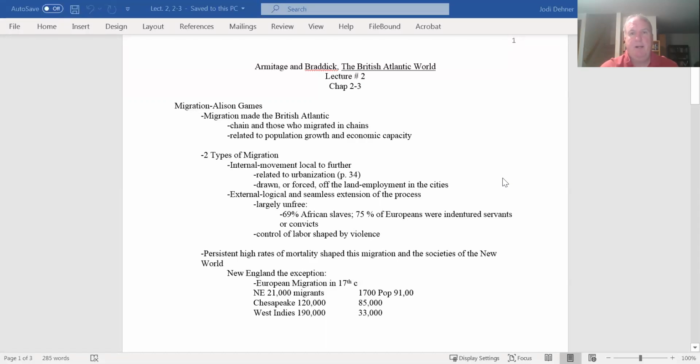The British Empire changed many of its crimes from some sort of capital punishment or awful punishment to what they called transportation. So they shipped people to Georgia, which was a penal colony. They sent them to Australia or other places. This is a type of sentencing for your crimes. So Games is talking about migration, and she wants to make the argument that it's related to population growth.